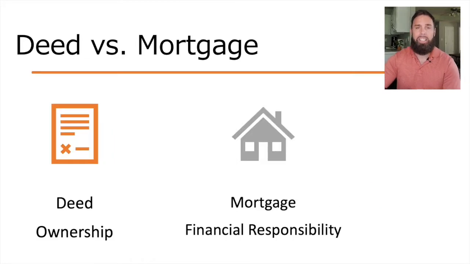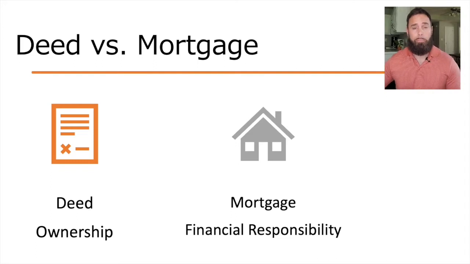So first thing first, a deed and a mortgage. What are the differences, okay? So you have two different vehicles. They're not the same thing. On one hand, you have the deed, which shows ownership of the property. It may have multiple names or one name. On the other hand, you have the mortgage, which shows the financial responsibility of the property. They're not the same thing. Deed shows ownership, it's a piece of paper. Mortgage shows financial responsibility.